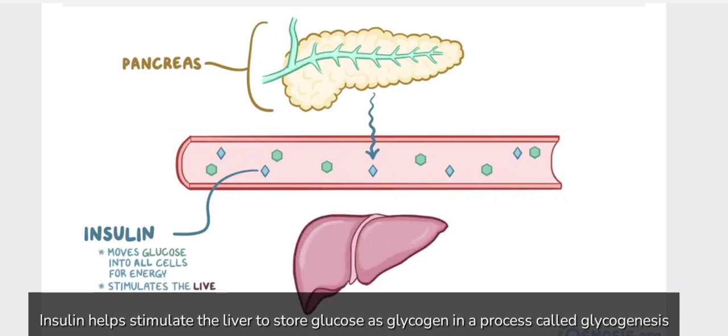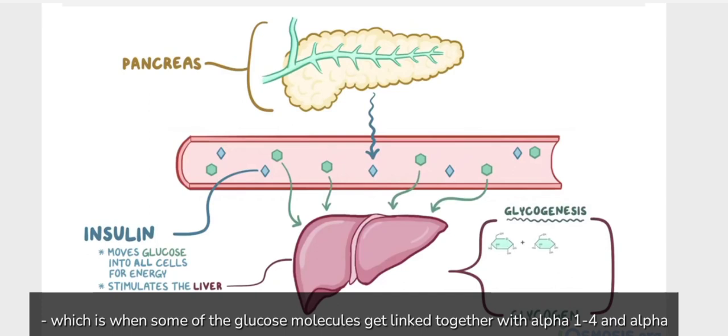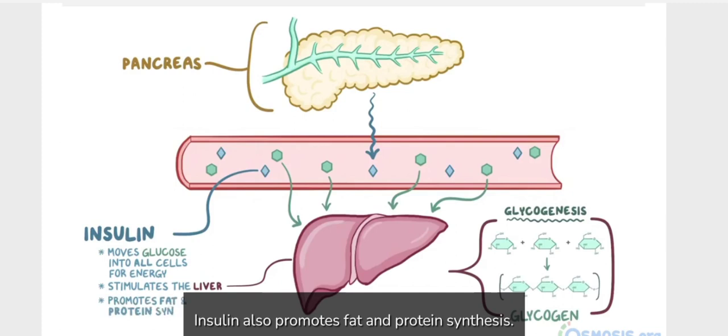Insulin helps stimulate the liver to store glucose as glycogen in a process called glycogenesis, which is when some of the glucose molecules get linked together with alpha 1,4 and alpha 1,6 glycosidic bonds to form a polysaccharide called glycogen. Insulin also promotes fat and protein synthesis.